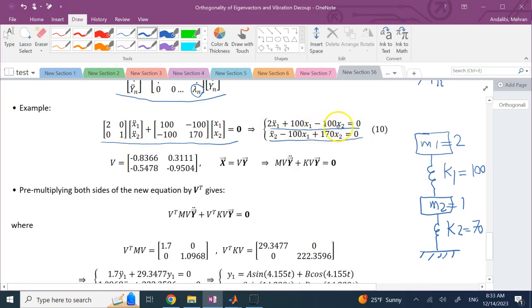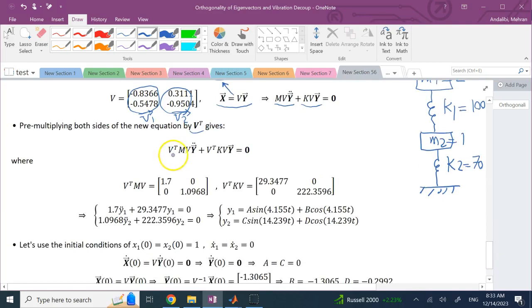You cannot solve them individually. But I say, let's use the modal matrix, which is basically the two eigenvectors put next to each other. So this is V1 and this is V2. Put them in a matrix and then use the transformation x equals Vy, and plug it back into the original equation. So you get MVy double dot plus KVy equals 0. You pre-multiply both sides by V transpose, and if you do so, then V transpose MV and V transpose KV are going to be these two diagonal matrices.